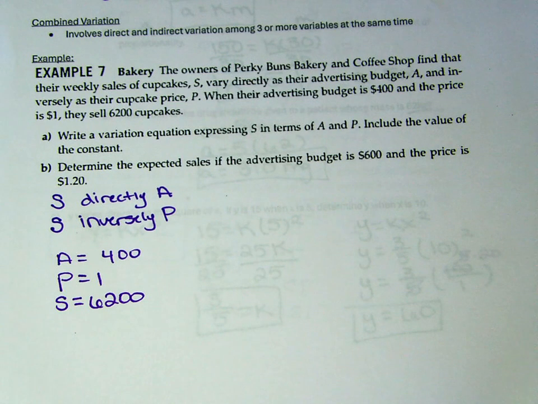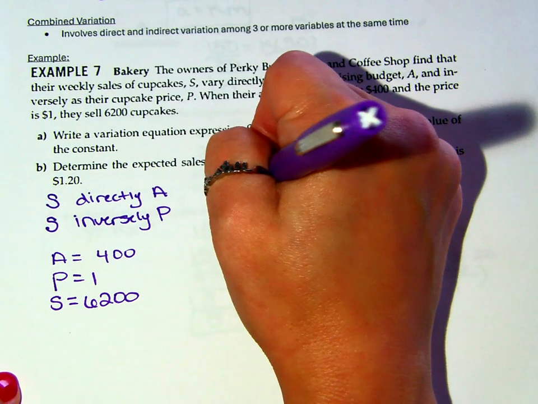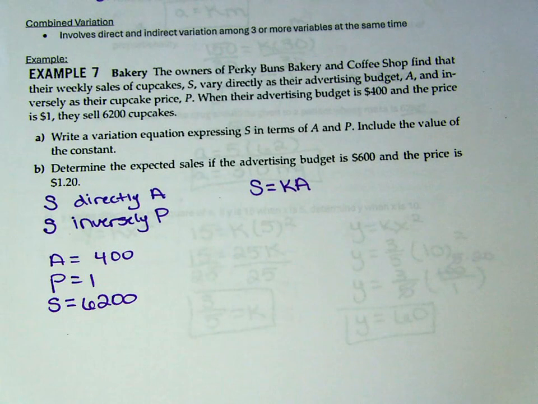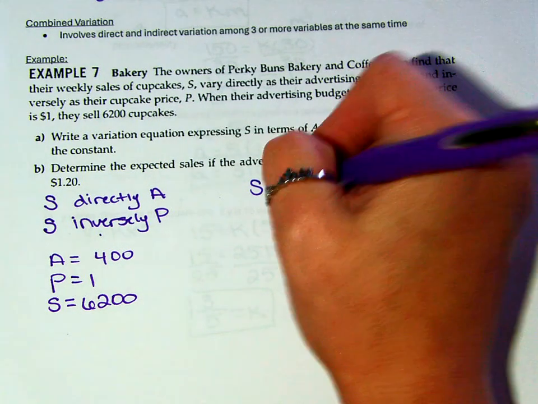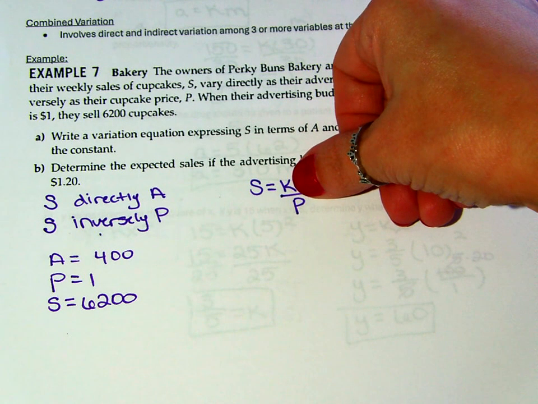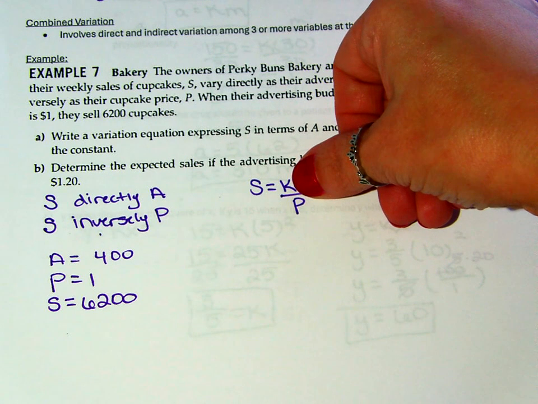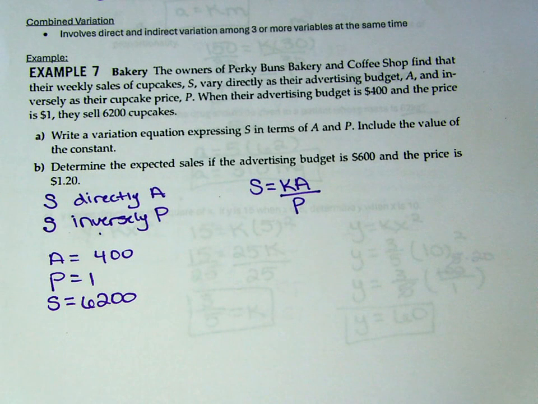We know that S and A are directly related. So S would be K times A if that's all we were looking at. That is a direct variation equation. But we're not only comparing that, because we also know that S is inversely related to P. So what we're going to do is stick that over P. Because if you remember, our inverse variation problems look like K over P. When we do a combination problem, we take the inverse and the direct and combine them together. It's usually easier to set up the direct variation first, and then stick that over your inverse.